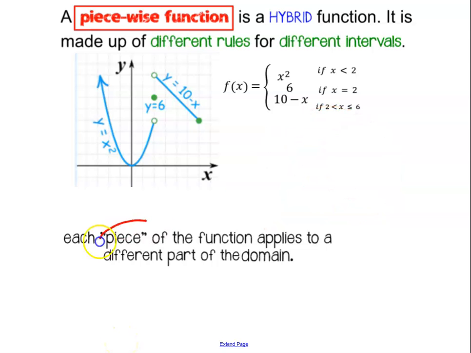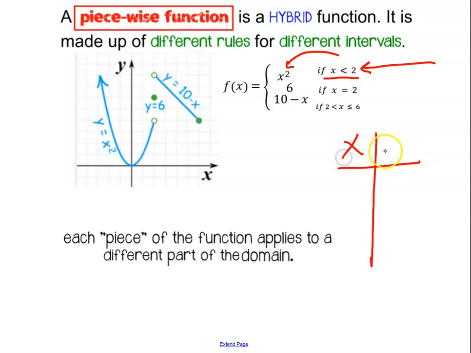So each piece of our function applies to a different part of the domain. So if I put the number -1 into my function, it's going to follow this rule. It's going to get squared because it's a number less than 2. So if I put into my function a -1, it's going to be squared because it follows this first rule. If I put the number 4 into my function, do you know which rule it would follow? The first, the second, or the third?